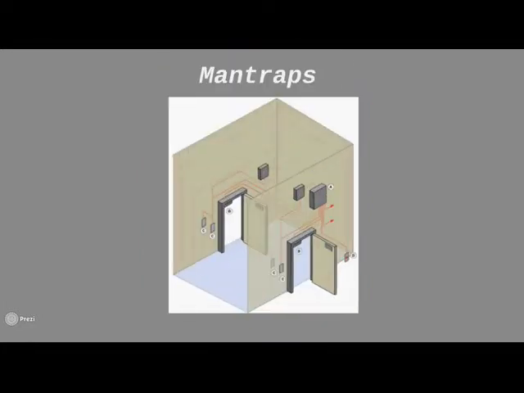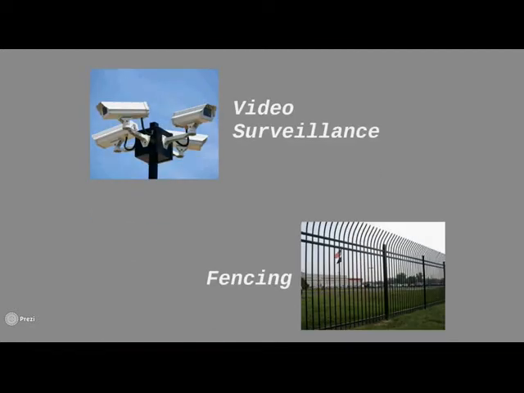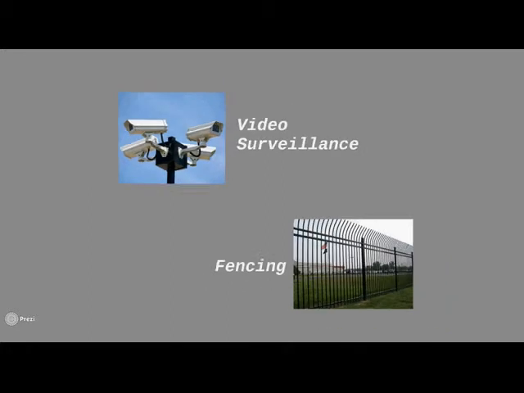You can also use a man trap. A man trap is designed to separate a non-secured area from a secured area, usually in the form of a small room with two interlocking doors. When in operation, only one door is able to open at one time. You can also use video surveillance, which can monitor activity. This provides a degree of security as well, and so does fencing.